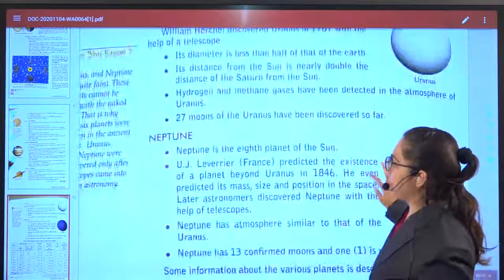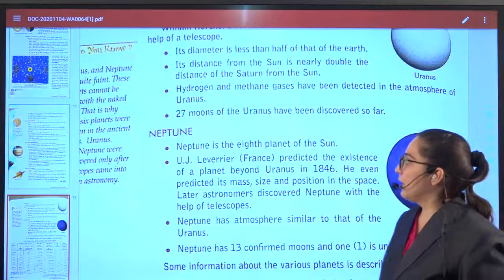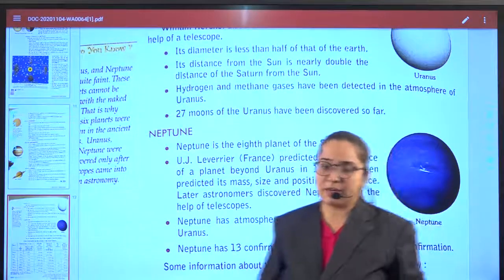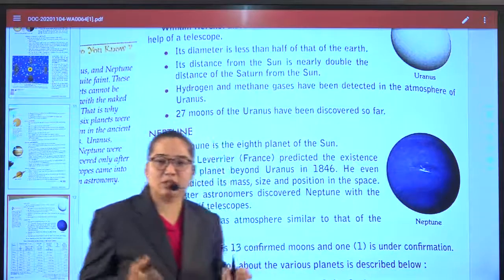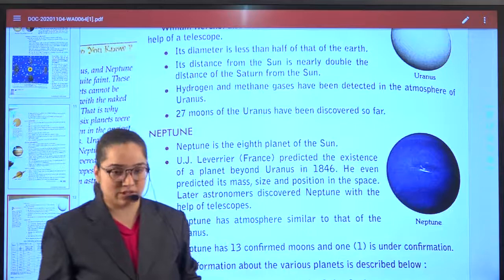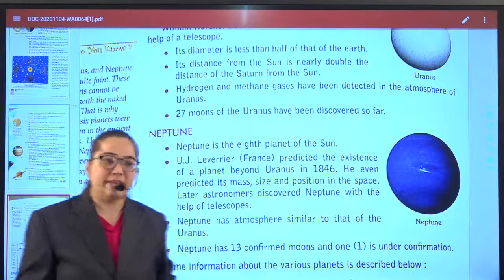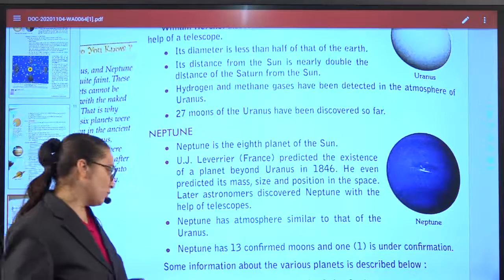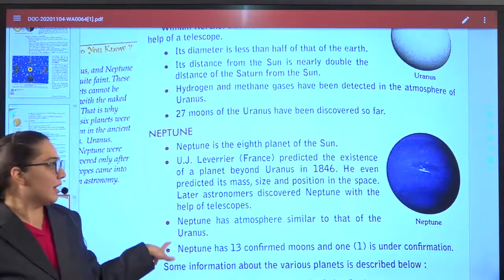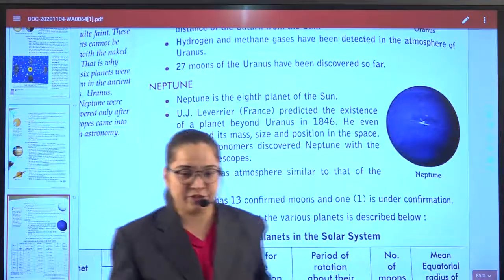Then comes Neptune, the 8th planet of the solar system. It was Urbain Le Verrier who told about it, and even predicted its mass, size and position in the entire solar system. Later on, it was discovered by astronomers with the help of a telescope. It is similar to Uranus. It has 13 confirmed moons and one is under confirmation.